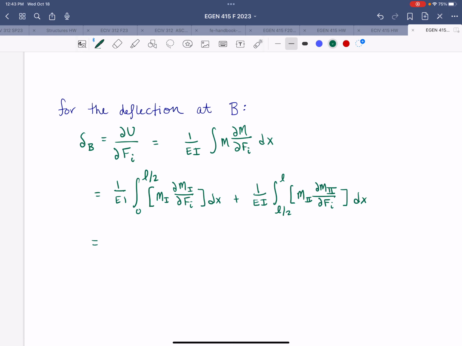So then plugging in our expressions for those moments, we have 1 over EI times the integral from 0 to L over 2 of M0 plus Fi times L minus x. And then the partial derivative of that expression with respect to Fi is just L minus x.